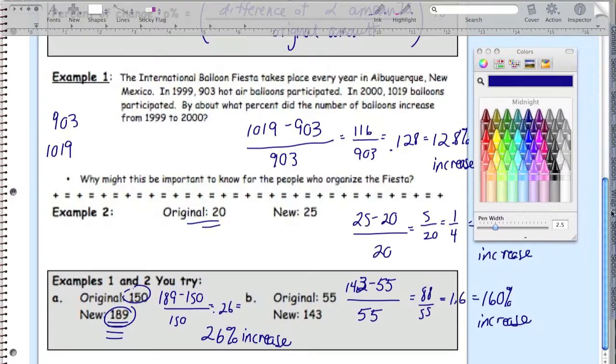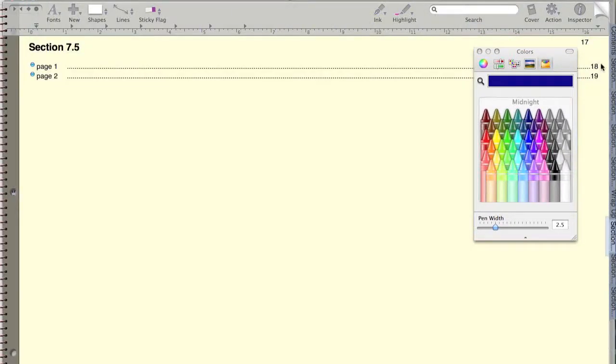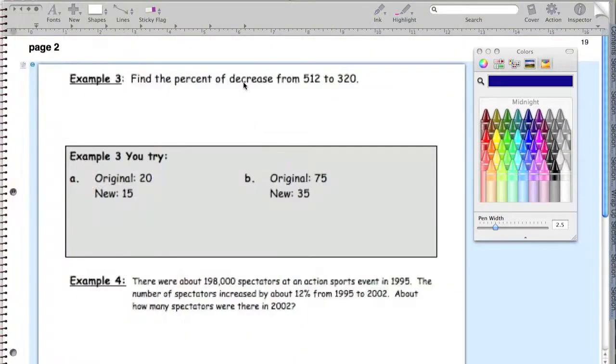All right, let's look at the next slide. Example 3, find the percent of decrease. The only difference here is that if we notice the numbers, they're going down. It starts at 512, the original amount, and it goes down to 320, so it's a percent of decrease. Same as before, I'm going to subtract the two numbers and divide by the first number they give me, the original, 512.